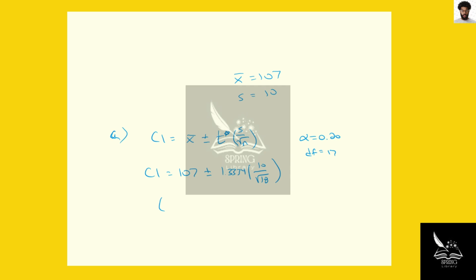And so our lower boundary would be 107 minus 1.3334 times 10 over the square root of 18, which is, going to one decimal place, 103.9, to an upper boundary of 110.1.